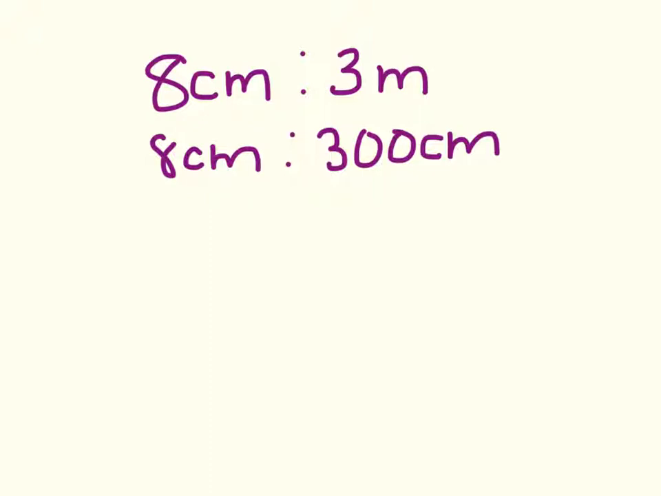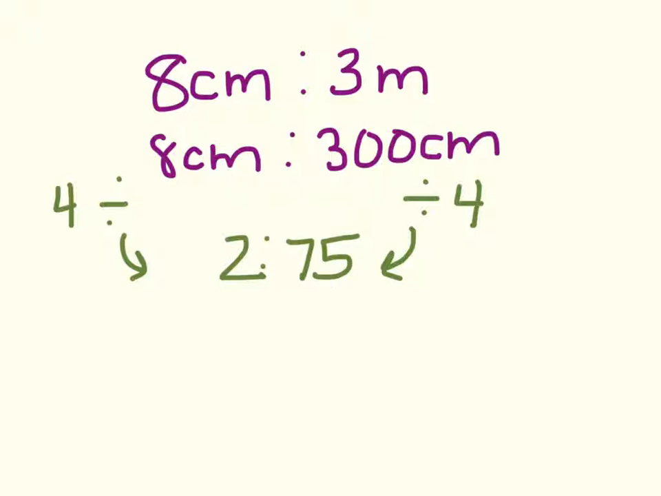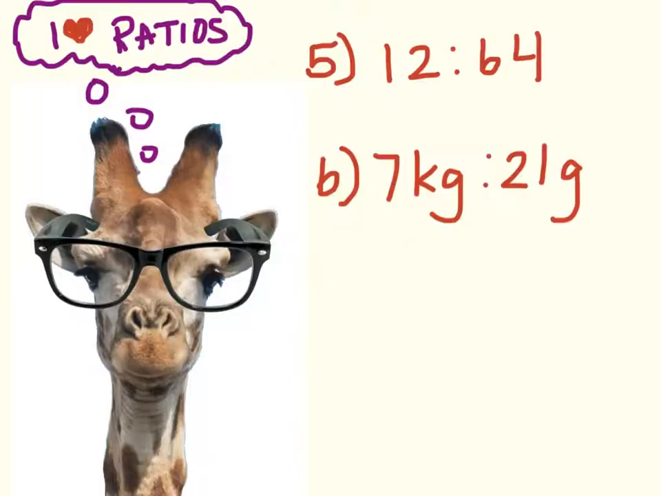So 8 to 300, do they have a common factor? They sure do. Each can be divided by 4 to give us our new equivalent ratio, which will be 2 to 75. See, just like reducing fractions. Now reduce these two ratios to their simplest form on your own. Record your answers in your notebook, and we'll move on as soon as you're finished.